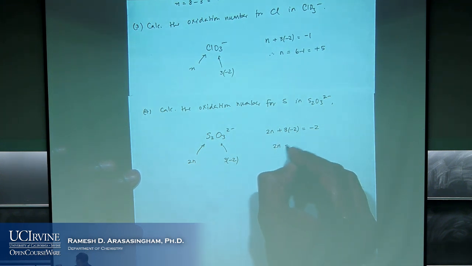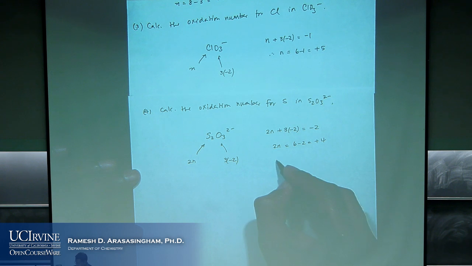Therefore, 2N equals 6 minus 2, which is +4. And then we always assign oxidation numbers per individual atom. So each sulfur atom will have +2. Divide that by 2. Each atom has +2.